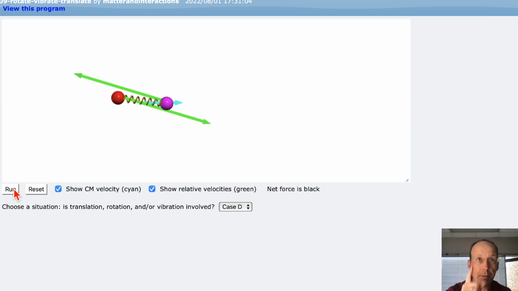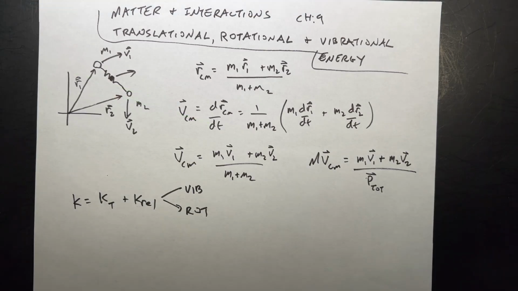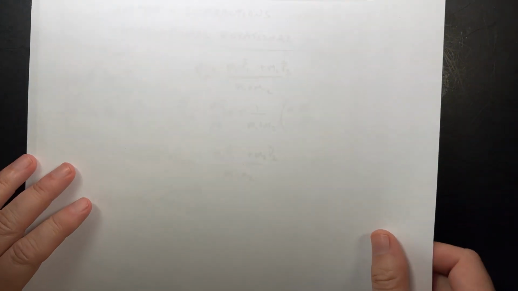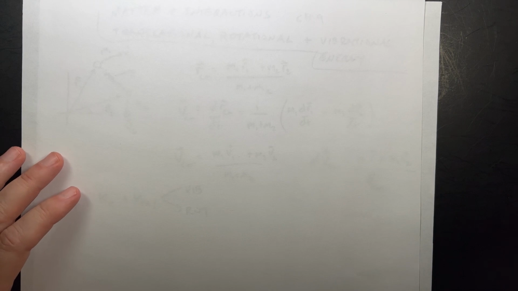Okay, let's jump back to the paper. I'm going to show you one more thing on here in a little bit, but I want to go back over to the paper. And I want to show you how we can derive rotational kinetic energy. And my marker is feeling a little not so great, like it needs to be changed. I thought I had a new one, but that's fine.